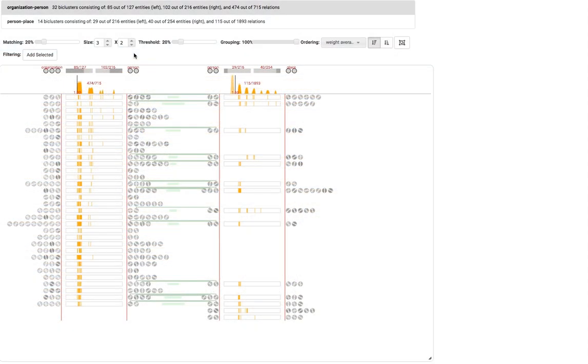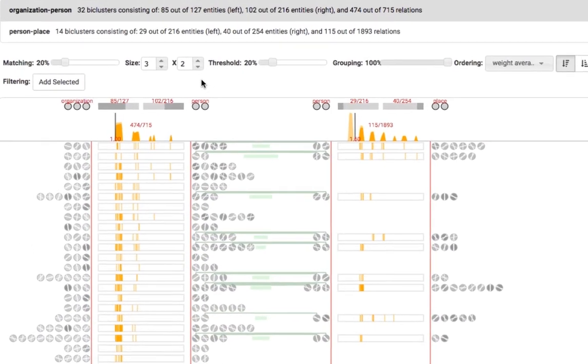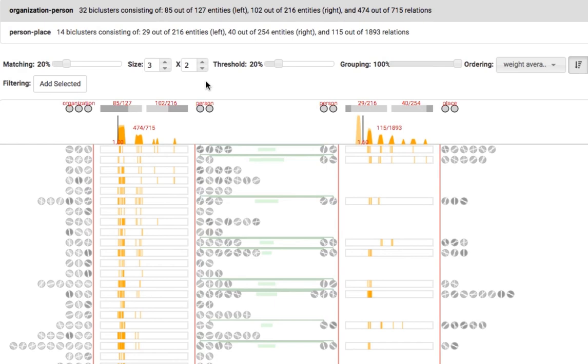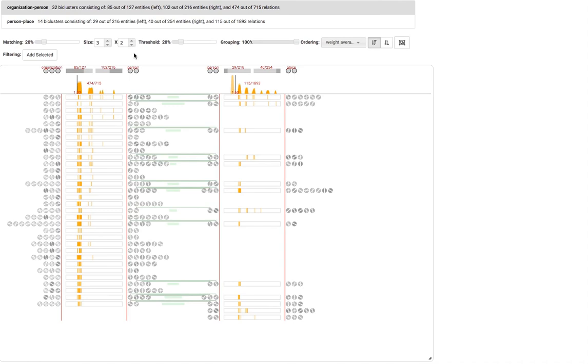After loading the data, BiDots displays organization-to-person biclusters on the left and person-to-place biclusters on the right, and computes bicluster chains based on matching in the shared domain, person. Each bicluster chain is shown as a row, in which entities are represented as circles with line patterns, and their weighted relationships are represented as line strips between two entity sets.